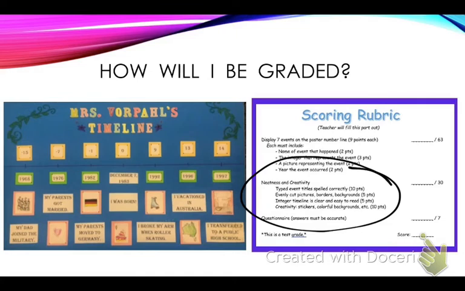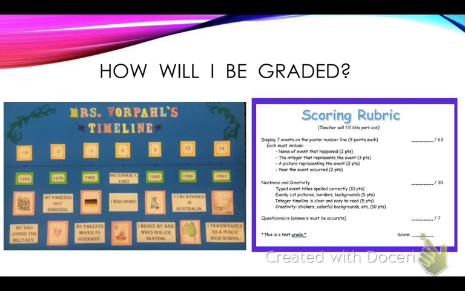Make sure you evenly cut your pictures, cut borders behind the pictures, put little backgrounds in there. Make sure that the integer timeline is clear and easy to read. And use creativity, okay? 10 points is for creativity. If you turn in a very boring project with nothing creative on it, you're automatically going to lose 10 points out of this 100-point project.